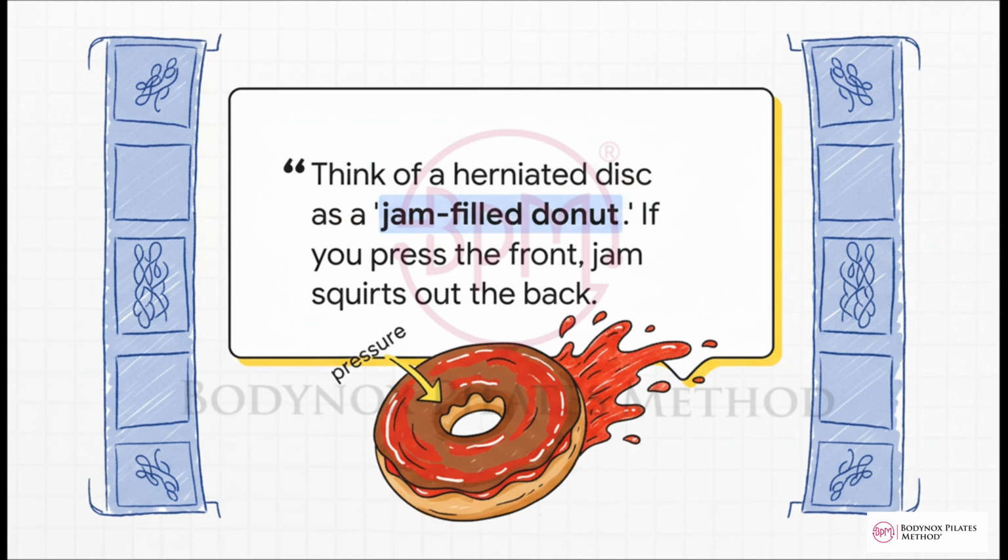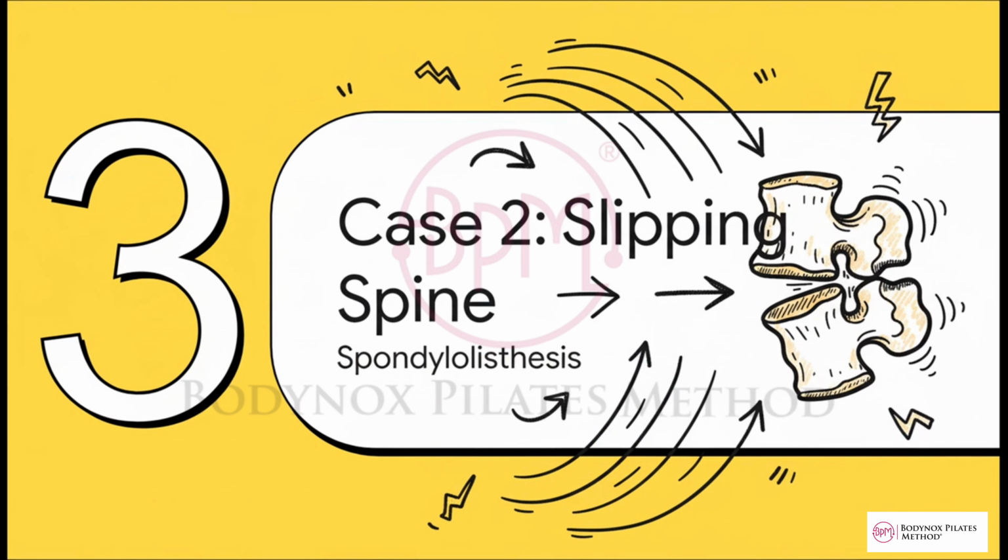This analogy just illustrates the whole concept brilliantly. Imagine that disc is a little donut. If you press down on the front, that's your spinal flexion, the jam is going to squirt out the back, right? So our job as instructors is to be the protective little box around that donut. We use those deep core muscles like the transversus abdominis to create a natural corset that stops that donut from getting squashed in the first place. All right, let's move on to our second case file and see how this all builds.